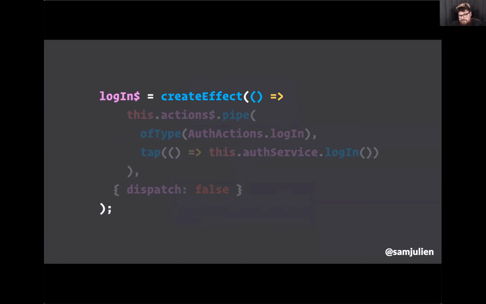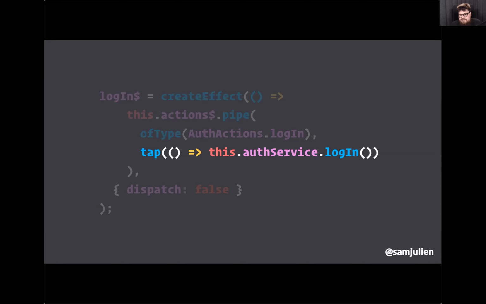In all these examples, I use all of the helper functions that were introduced in NgRx 8. So here's one for createEffect. And so this effect is going to listen for the login action, and then it's going to call the tap operator and call our auth service's login function. So the tap operator is used for side effects. Notice that we're not returning a new action here.